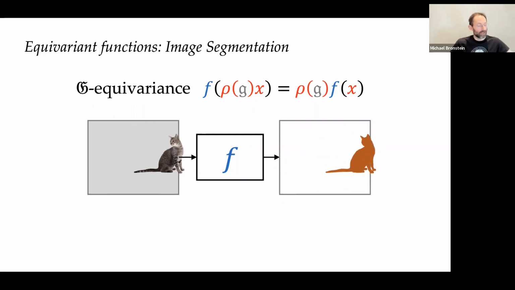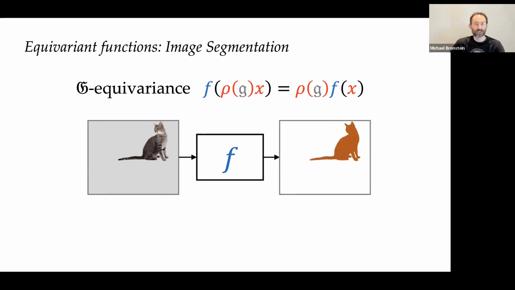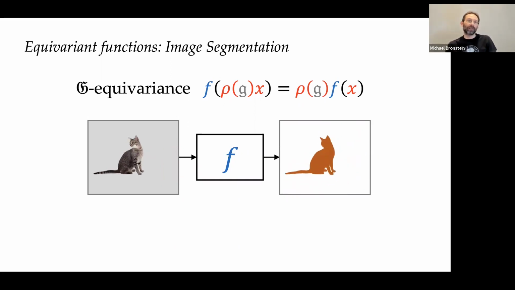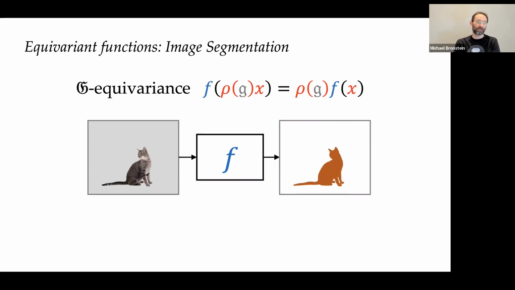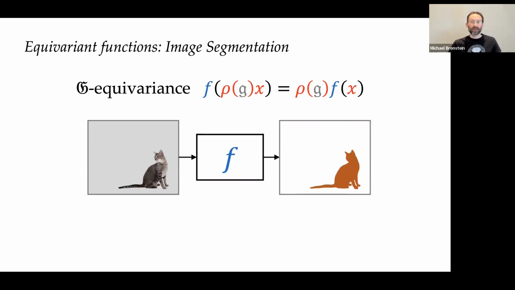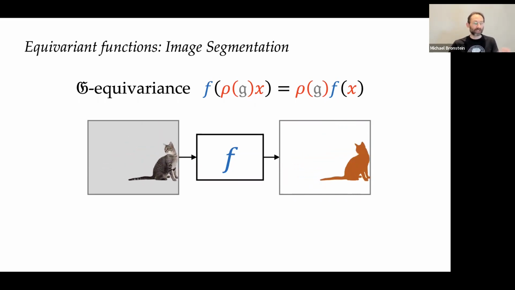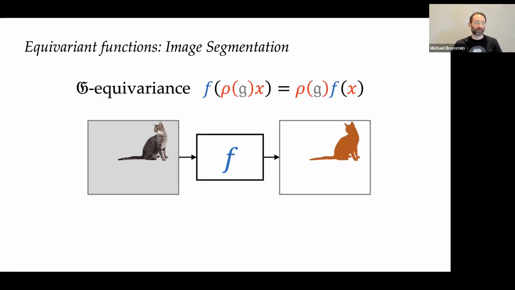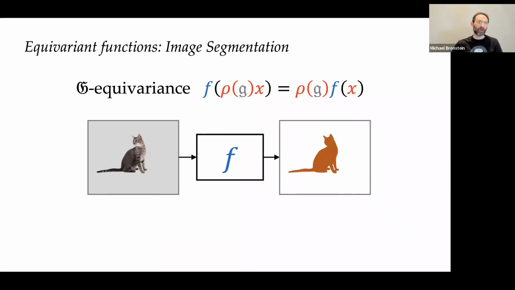So if the input and the output space of the function have the same structure, we can demand that the output of the function is transformed in the same way as the input under the action of the group. And a good example is image segmentation. The output here is a pixel-wise mask. So if I move the cat, I want the mask to move in exactly the same way. Okay, so this is what is called translation equivariance in this setting.